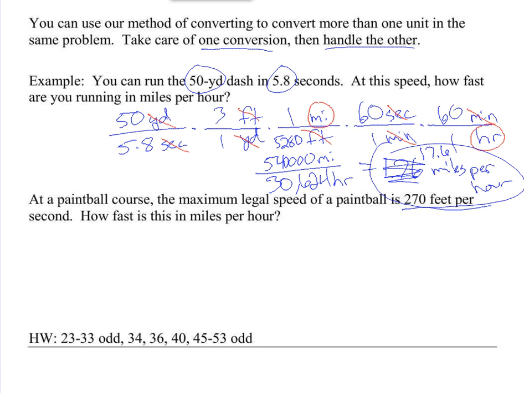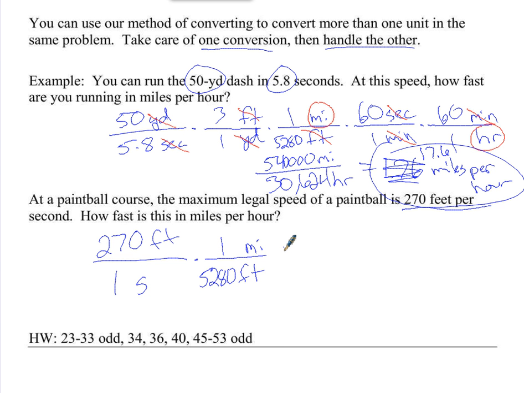We have 270 feet per 1 second. I don't want feet per second, I want miles per hour. So let's take care of the feet first. Times, how do I get rid of feet? Put it on the bottom, and what am I putting on the top? Miles. We're taking out the feet and turning it into miles. How many feet are in a mile? 5,280 feet in 1 mile.